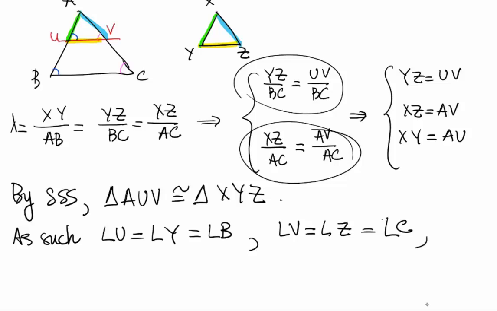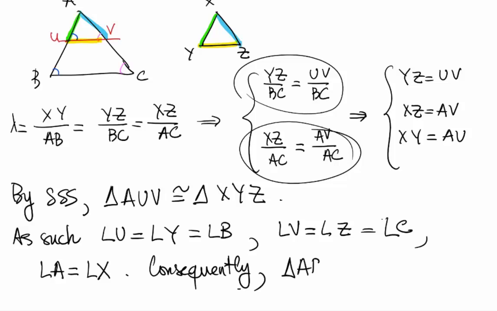And clearly, angle at A is equal to angle at X. Consequently, the angles in ABC are equal to the three angles in XYZ. So we can conclude that triangle ABC is similar to triangle XYZ.